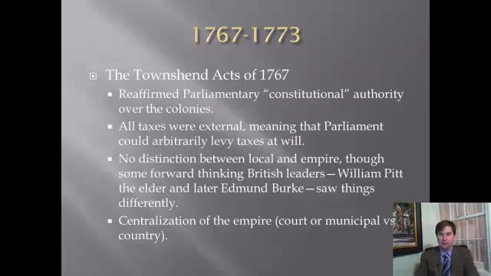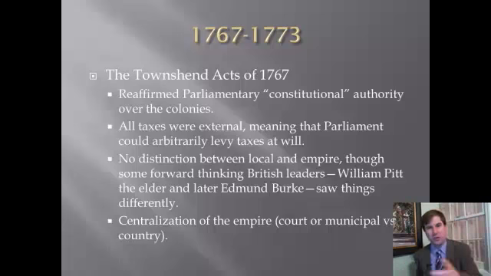Now, in 1767, the Parliament will reassert its authority through something called the Townsend Act. So we had the Stamp Act crisis. The Stamp Act is then repealed. And Parliament, just 2 years later, will come back and say, well, you know what, we can still pass these taxes. Just because we repealed it and you hurt our wallet doesn't mean we're not going to do it again. So the Townsend Acts would reaffirm parliamentary constitutional authority over the colonies. They said that all taxes were external, meaning that Parliament could arbitrarily levy taxes at will. So your taxes are not internal. Taxes are external. We decide what taxes are, and you have to abide by them.